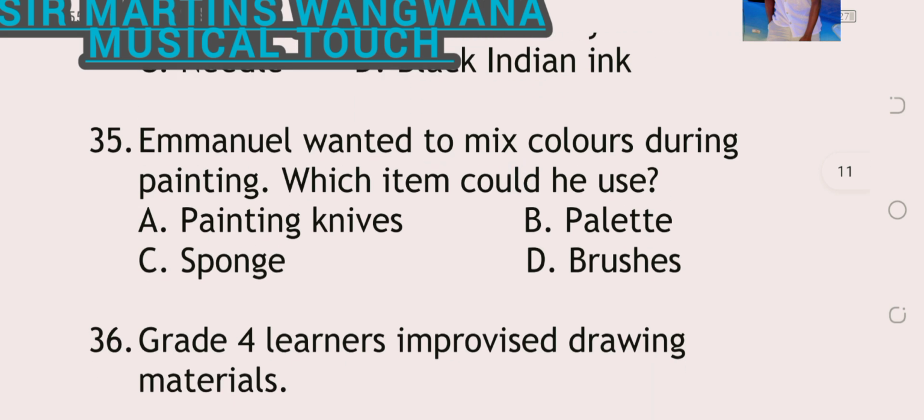Number 35, Emmanuel wanted to mix colors during painting. Which item could he use? We have palette, knives, we have sponge, we have brushes. Wanted to mix colors, mixing. So you need a palette. When you're mixing colors, you need a palette. A palette will be good for mixing.